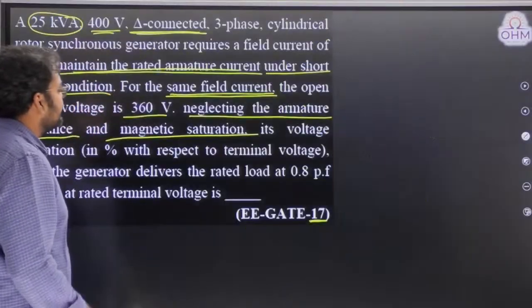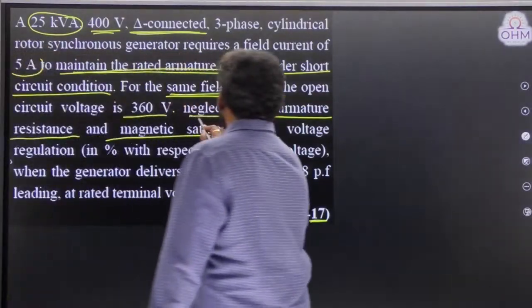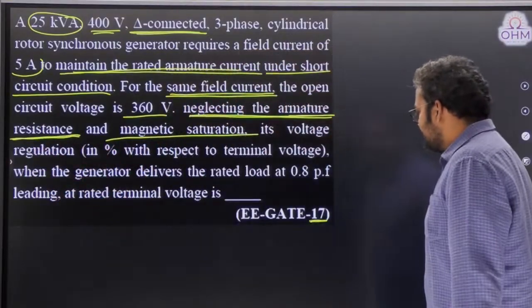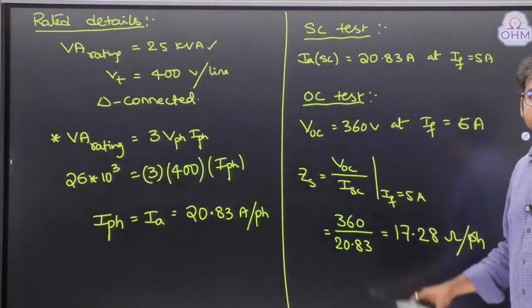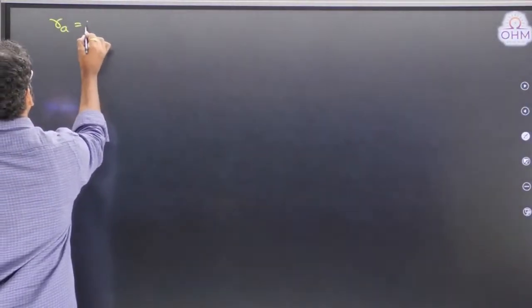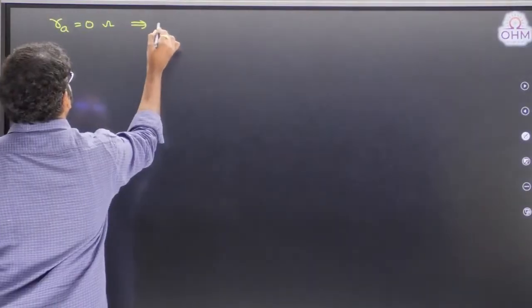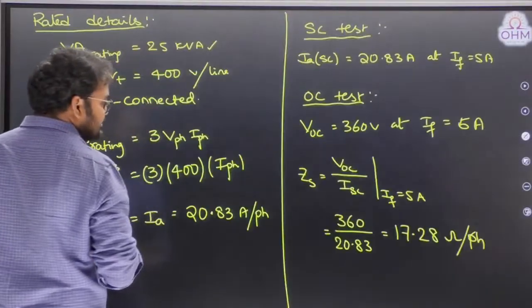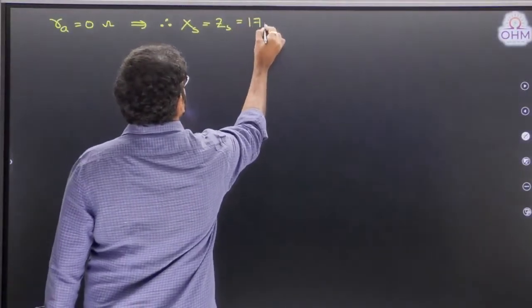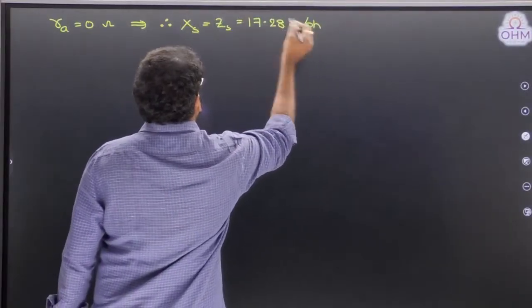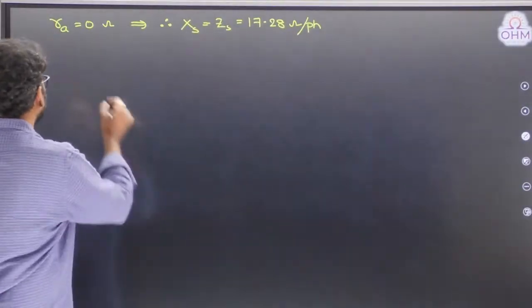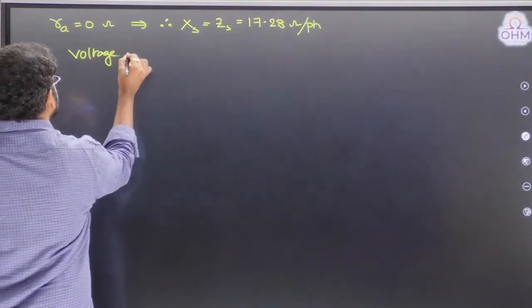But if you read the question carefully, armature resistance is neglected. See, neglecting armature resistance. That means R_A neglected. When R_A is neglected, can I say this Z_S value is equal to X_S simply? Okay. So I can go to the next page. R_A neglected. Therefore, X_S is equal to Z_S. How much is coming? That is 17.28 ohm. Okay. Now, once you know what is R_A and X_S values, I think you can easily calculate what is the voltage regulation. Okay. Now calculate voltage regulation.